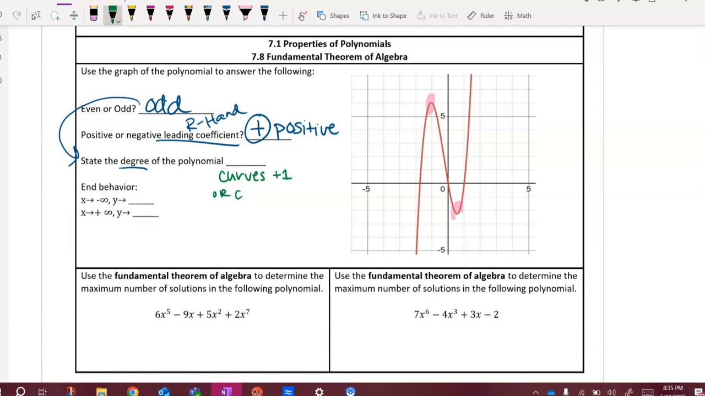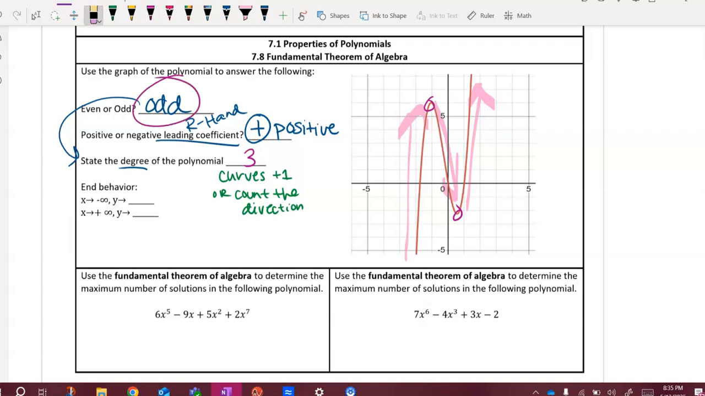Or count the direction. So if we start from the bottom, obviously the curves plus 1, that's 1, 2, so our degree is 3, or we can count the direction, 1, 2, 3. Our degree here is 3. And just like I said, it is an odd number.